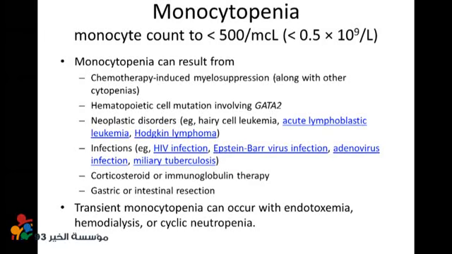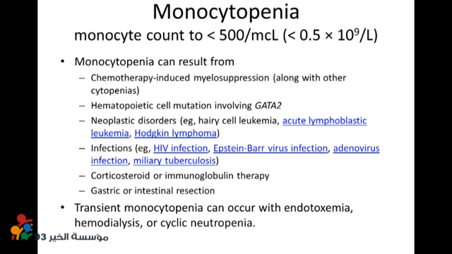Monocytopenia is defined by monocytes being less than 500 per microliter, and basically, again, they can result from several conditions. They usually are transient and they are rare.